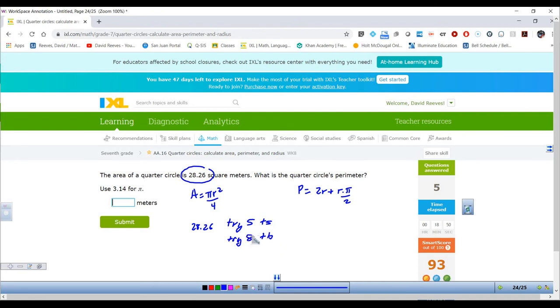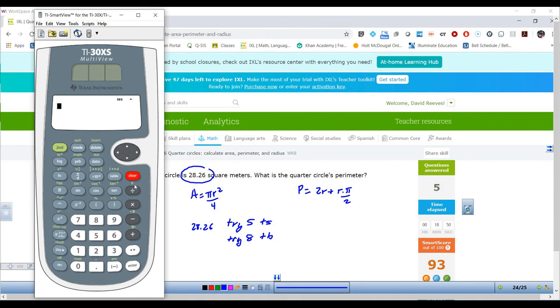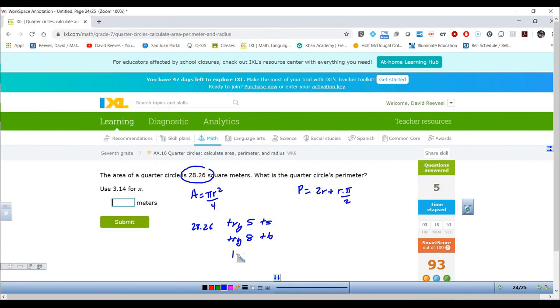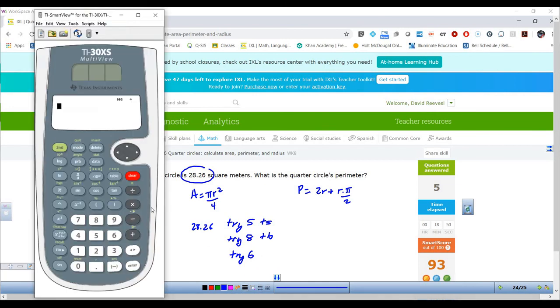So the answer has to be between 8 and 5. So it's either going to be 6 or 7. What do you think? 6 or 7? All right, let's try 6, shall we? All right, I'm feeling confident here. Here we go. So I'm again going to use this formula.